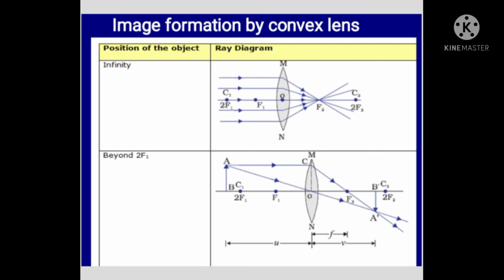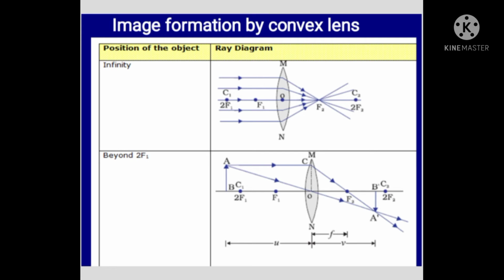Next, the position of the object is beyond C1. Here there are two centers of curvature, the first one is C1 and the second is C2. So we can say that the object is placed beyond C1. Here you can observe that a parallel ray, after refraction, passes through the focus, and a ray passing through the optical center does not have any deviation.